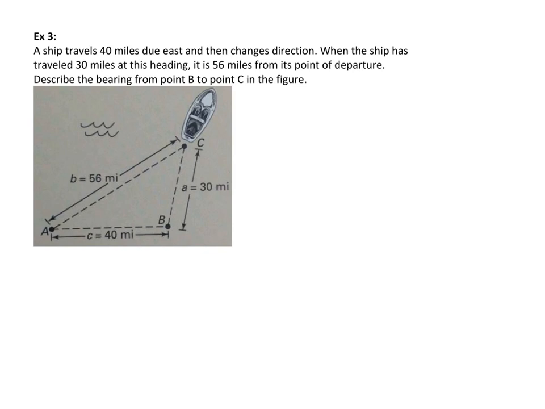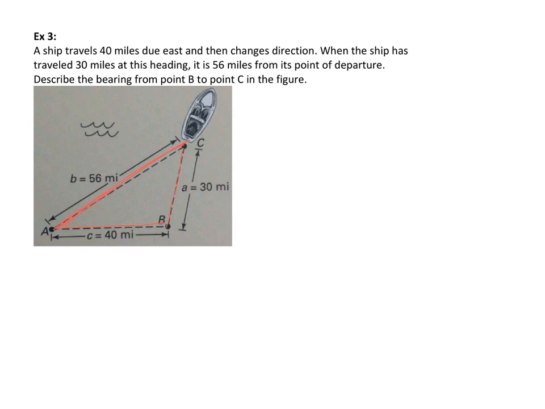Example 3, a ship travels 40 miles due east and then changes direction. When the ship has traveled 30 miles at this heading, it is 56 miles from its point of departure. So I have an SSS situation here. Looking at your summary sheet, you can use an alternative form of the law of cosines for figuring out the bearing.